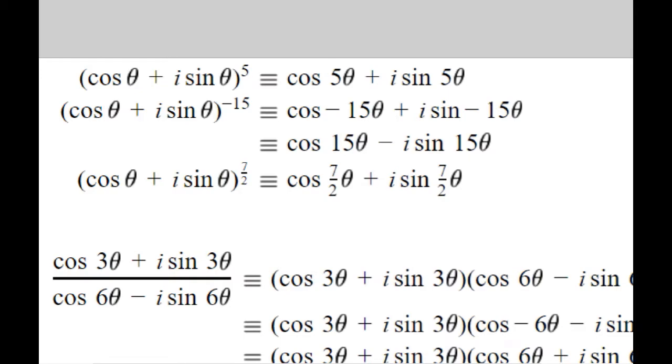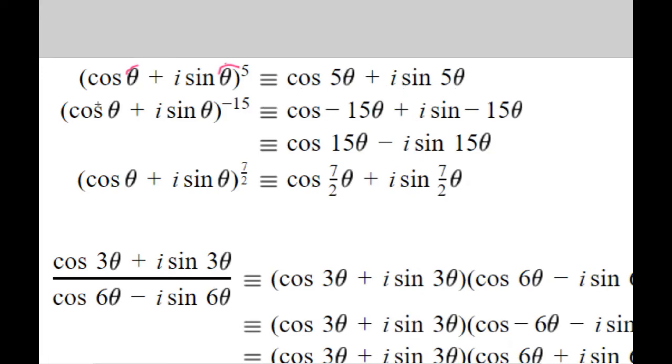The rule is simply to just bring the 5 down in front of the theta, and the same, therefore, for this one. And hence you can see that (cos theta + i sin theta)^5 is exactly the same as cos 5 theta + i sin 5 theta. That is to say, all that we had to do to expand it, and therefore this is the answer, is to put the 5 in front of the theta.